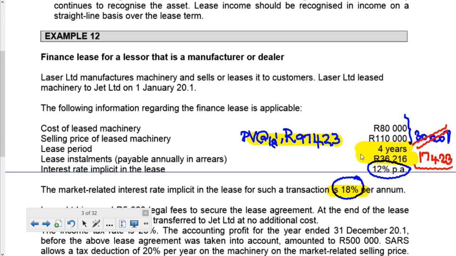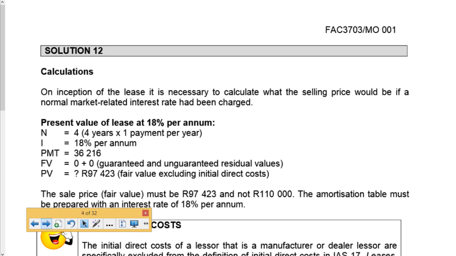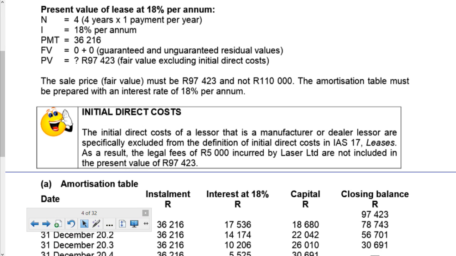And then when I amortize, I'm going to amortize this present value in that amort table. Okay, so if we look at the solution, that's the only extra step for manufacturer dealer lessors. We say to ourselves, if the interest rate is below market interest, then I have to work out what have I sold the asset for using market interest. So what is the value of those installments at a market interest rate? The value was 97,423. So if we look at the solution, which is on the next page, they've done a PV. They've said that's the present value.